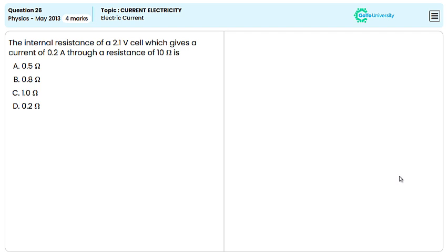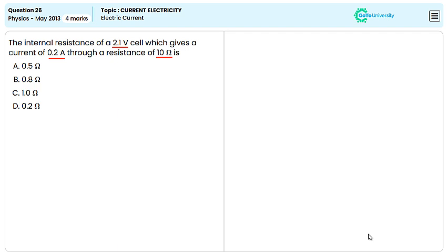What is the internal resistance of a 2.1-volt cell which gives a current of 0.2 amps to a resistance of 10 ohms? We will calculate the internal resistance of the cell step by step using Ohm's law and the concept of total resistance. Given: the electromotive force, that is EMF, of the cell is E = 2.1 volt, current I = 0.2 amps, and external resistance R = 10 ohms.